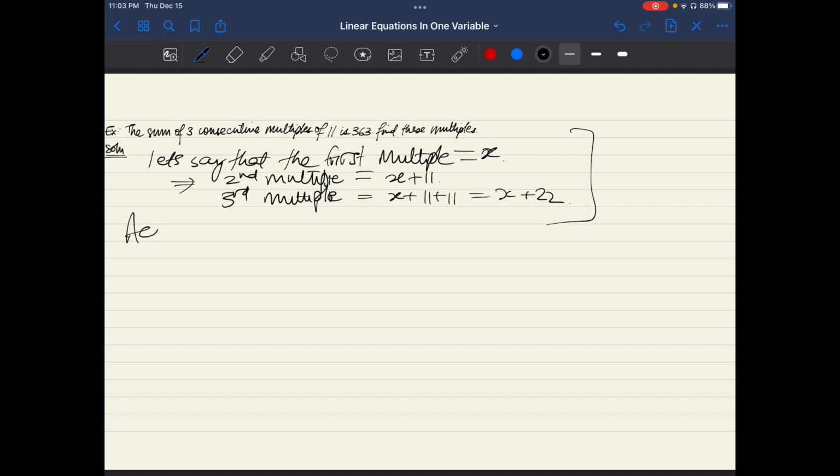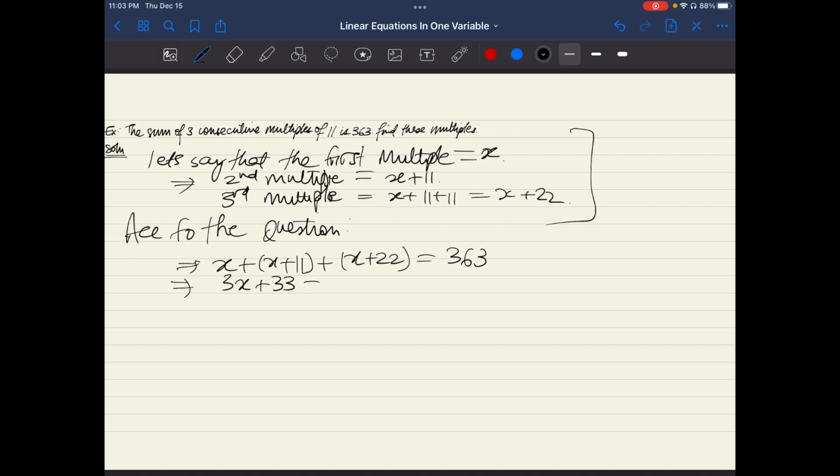And now according to the question, we have the sum of 3 consecutive multiples of 11 is 363, which implies X plus X plus 11 plus X plus 22 is 363, which implies 3X plus 33 equals 363, which implies 3X equals 363 minus 33, which is 330, which implies 3X equals 330. Therefore, X equals 110.